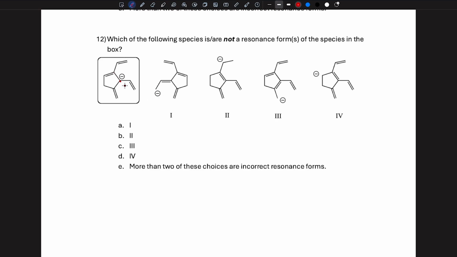And so in the first structure, what we can do is we can actually form, first of all, show that we have a lone pair on this carbon.